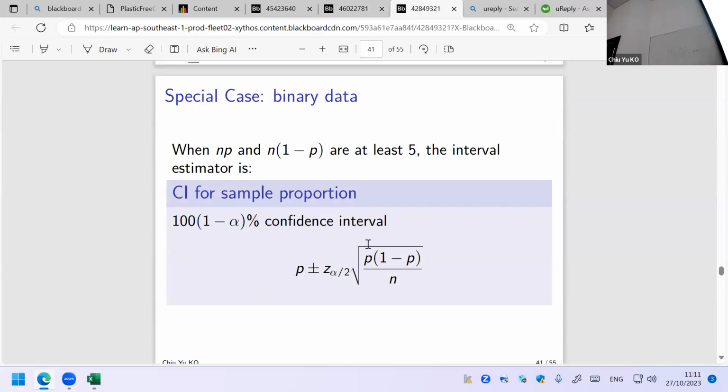So for proportion it's the same. The same thing applies, there's no difference. The only difference about proportion is that we don't need to worry about the sample variance, because the sample mean actually gives us what we want. So this is for sample binary data. It's always this formula, the same. Just use the thing that we know, the bell.